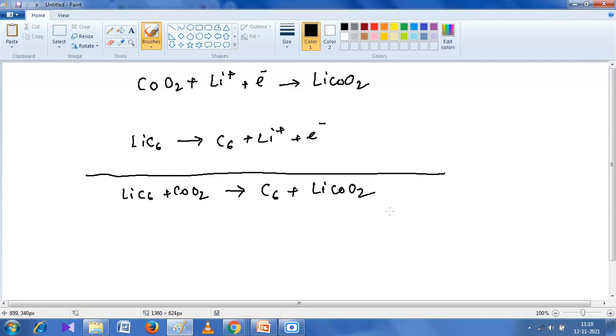The negative plate is made of graphite, and the positive plate is made of lithium metal oxide. And here we use the metal cobalt.